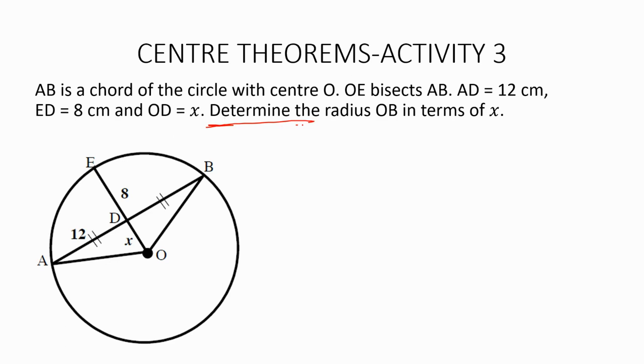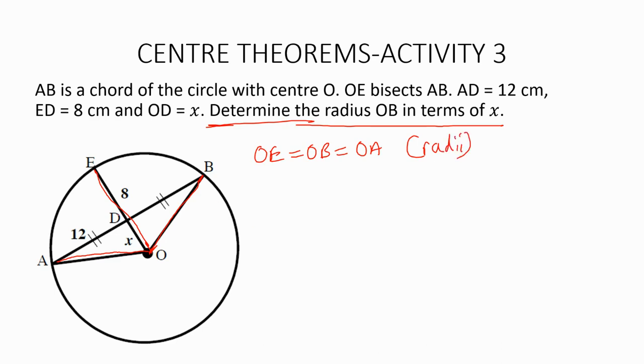Now, determine the radius OB in terms of x. If you check, how many radii do you see here? OB from the center to circumference, and the others too. Do you see that OE looks longer? But actually, OE, OB, and OA are equal because the 3 of them are radii. Let me write this first: OE is equal to OB is equal to OA. Why? They are radii, 3 of them.